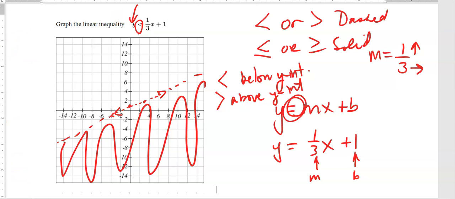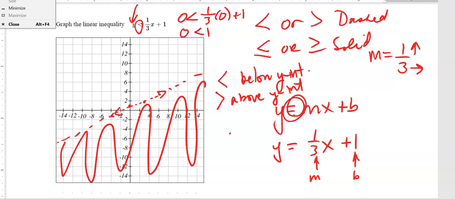Now I can also check that with a test point. That's a different method. If you're a test point person, then what you're going to do is enter in 0, 0. So in other words, you're going to put in a 0 for y and a 0 for x. So I'd get 0 is less than 1. If that's true, that means that 0, 0 is part of the solution set. So in our case, it is true. And you can see 0, 0 will be on this side, and you would shade that side. If it had been false, you would have shaded the other side. And that's called the test point method.